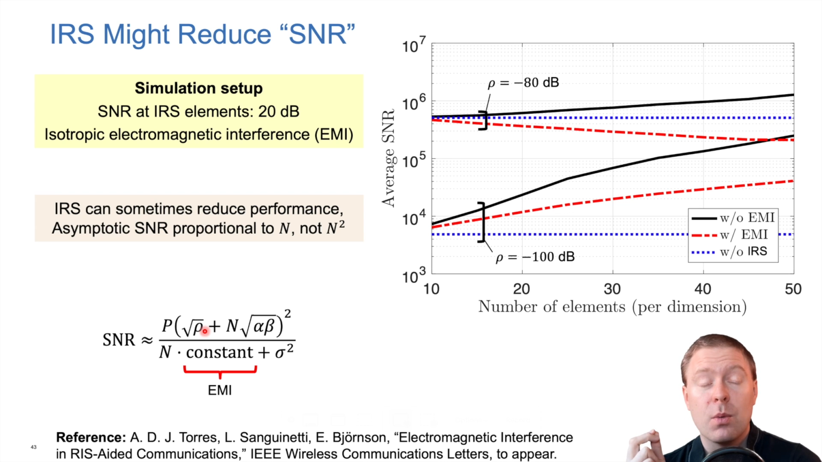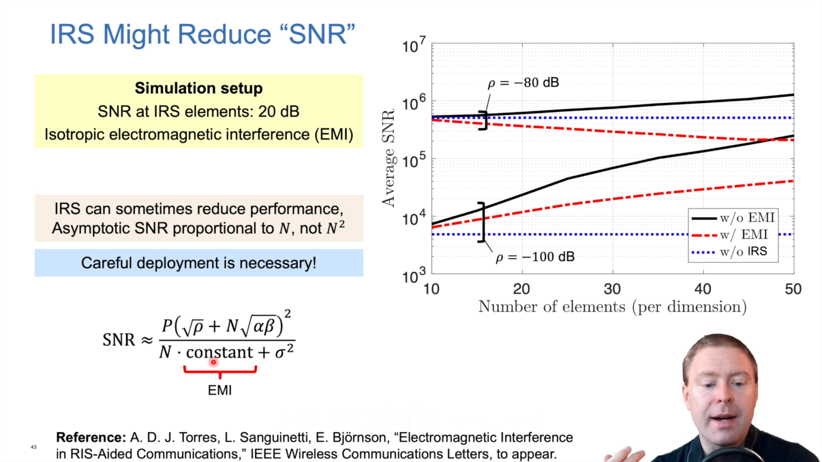even if we are configuring it in the right way, because of it reflecting noise and interference from other sources. And the asymptotic SNR will, under the presence of EMI, grow as n and not n square, because we have n square here and n here, so when n grows, one of the n's cancels out the other. We only get the passive beamforming gain. So careful deployment is necessary when using this technology, and it should mainly be used to improve the SNR in scenarios where the direct path is weak.